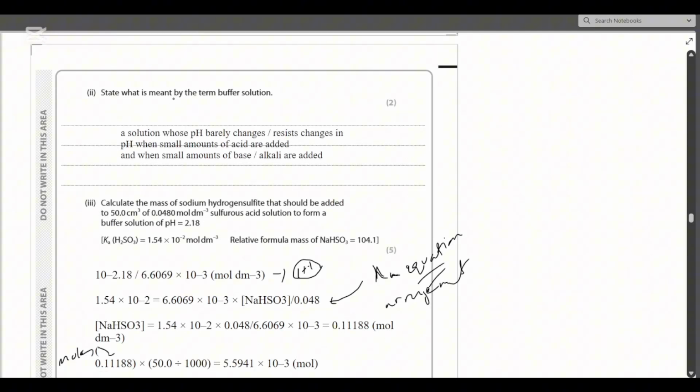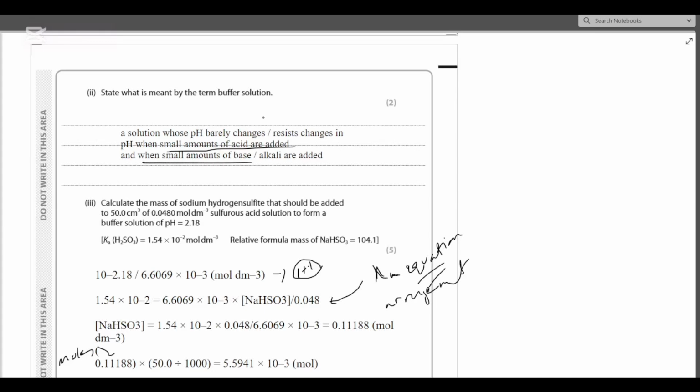The next one, they say, state what is meant by the term buffer solution. That's right. Buffer basically means a solution whose pH barely changes, or resists changes in pH, when a small amount of acid or a small amount of base or alkali is added. The whole point of a buffer is that it helps to keep the solution at a constant pH level, no matter how much acid or alkali you add to it.